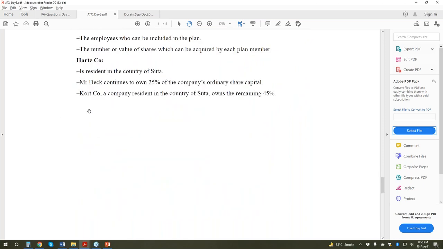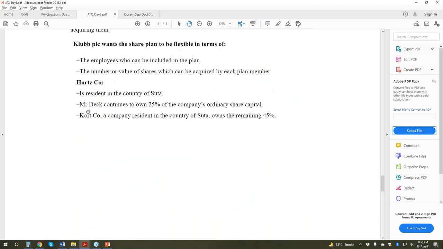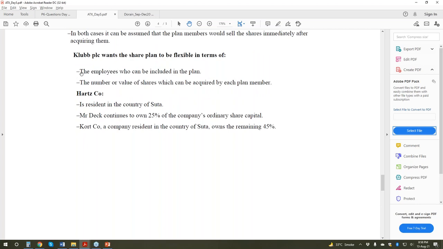Going on to the last part, do remember a very good tip to answer the question. Whatever the examiner has asked, make them the headings, and then explain under that. For example, in this, the employees who can be included, so you make this a heading and tell that in CSOP only selected people can be offered, and under SIP everyone. And then under this, tell them about the 30,000 limit and the 3,600 limit of SIP.